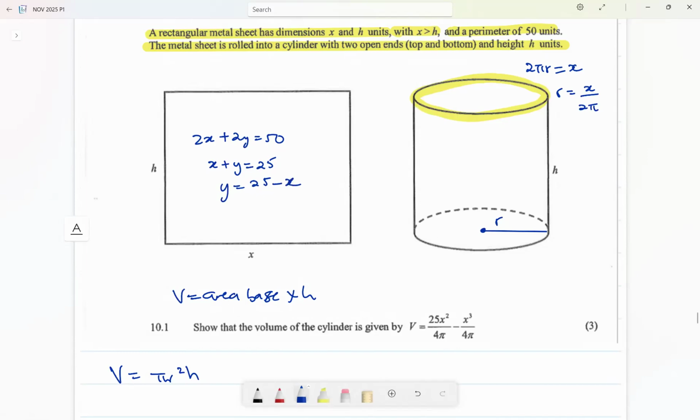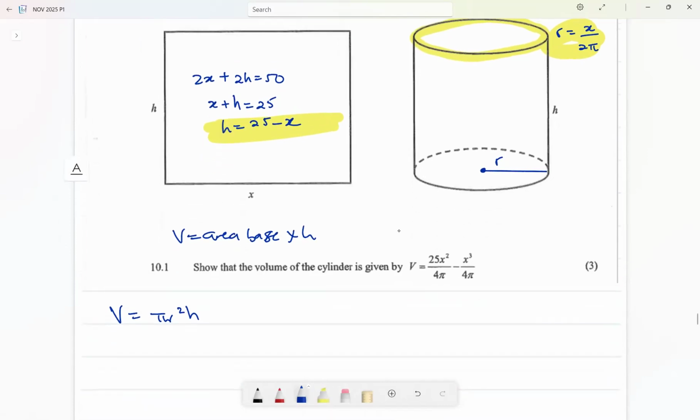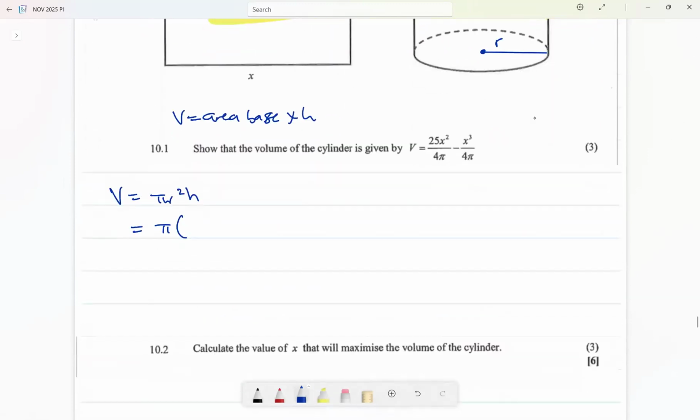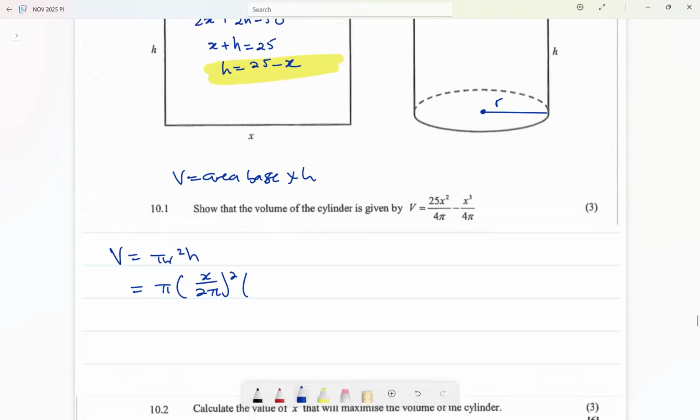y is equal to 25 minus x. And remember, my radius is this, so I can substitute r, and where do I take y? This is supposed to be h. And then I can substitute pi. What is my radius? My radius is x divided by 2 pi. Can you see that? x divided by 2 pi. Need to square that, and then my height is just 25 minus x.